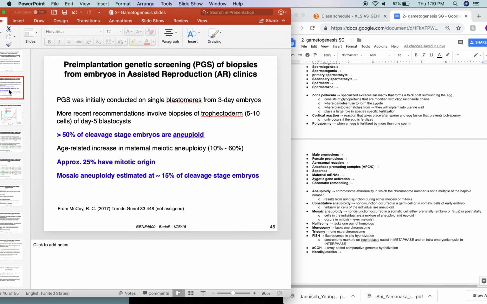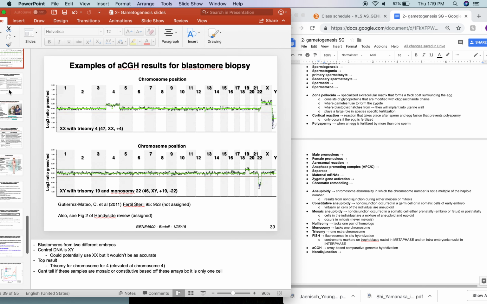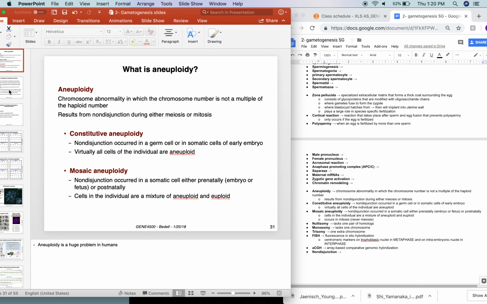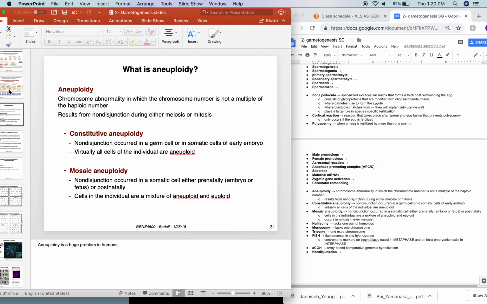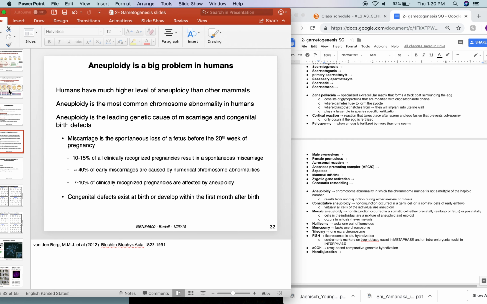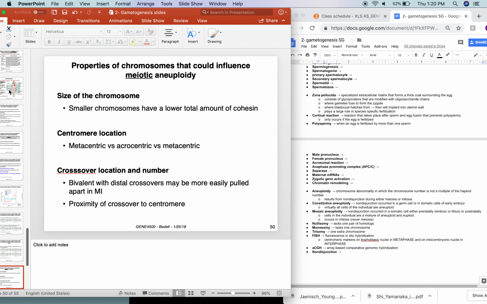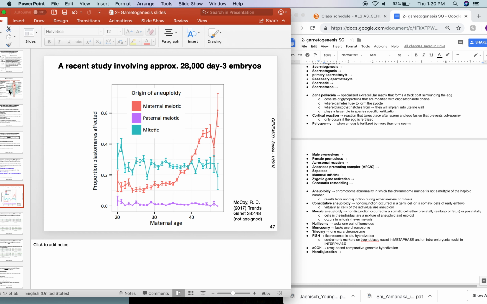So remember the age-related increase in women and increased incidence of trisomy 21, that's very well known. Older women have a much higher risk of having a child with trisomy 21. So a big question would be, does that same trend hold for pre-implantation embryos? And it absolutely does. Look at the age. Maternal age, young, older. Color coding: maternal meiotic. Paternal meiotic, no age-related increase. Mitotic, no age-related increase.